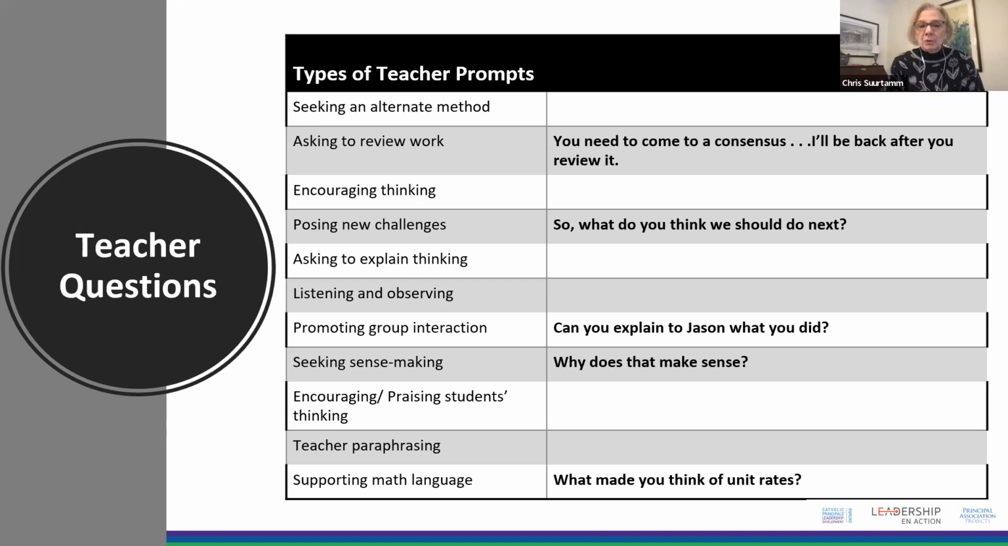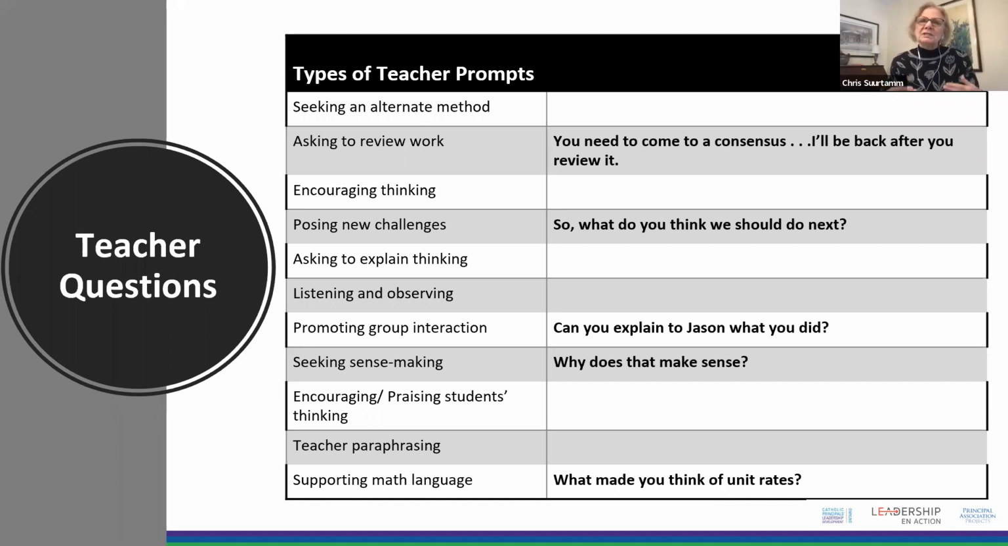Things like promoting group interaction: could you explain to Jason what you did? Or one of my favorite questions, why does that make sense? That's a wonderful question. I almost think every new teacher should get that tattooed right by their wrist. And when they're stuck, they could just have a look at it. Oh yeah, that's my good question.